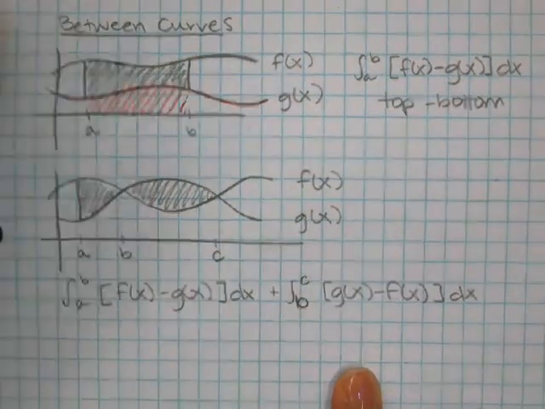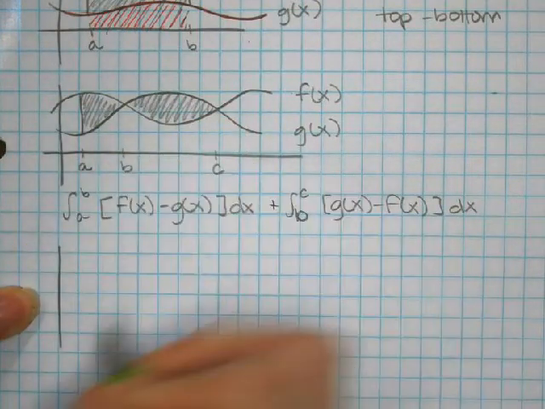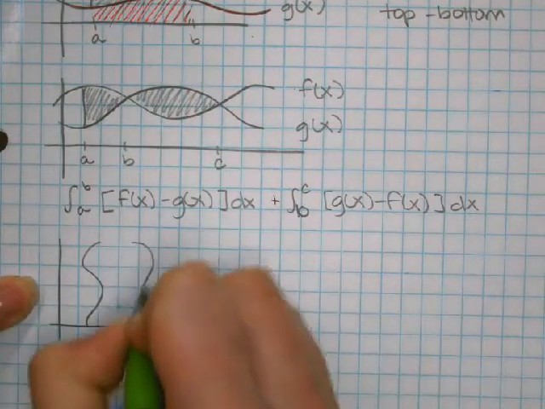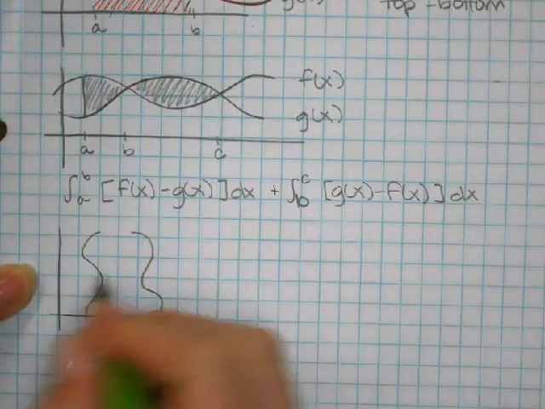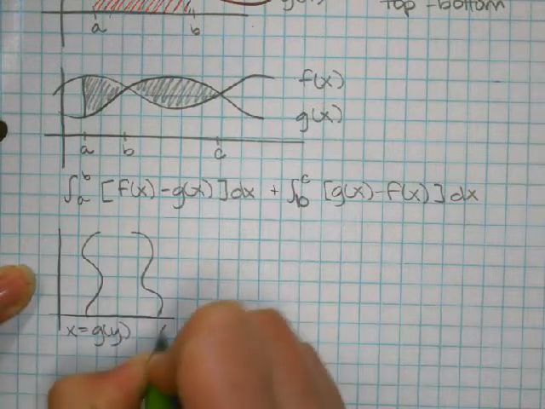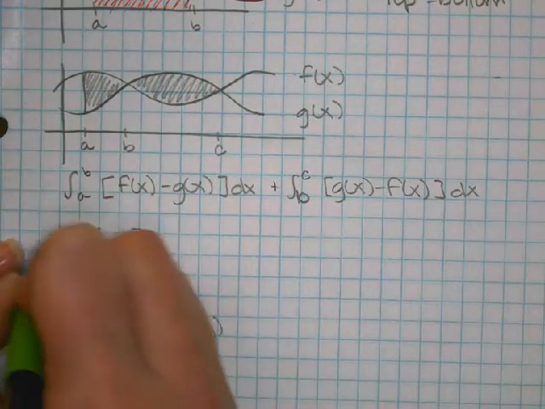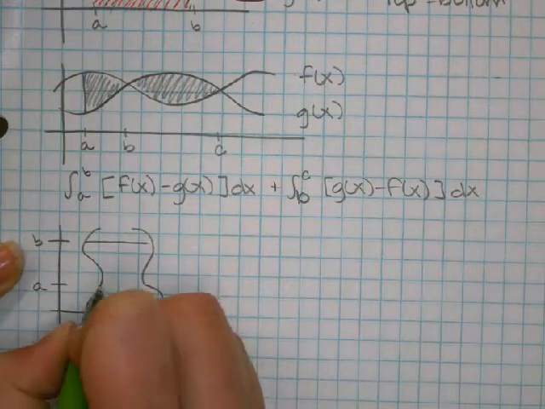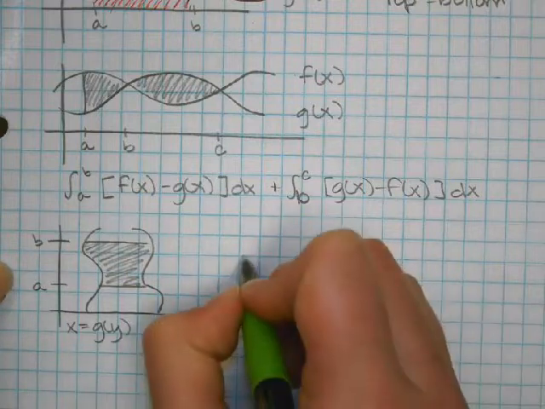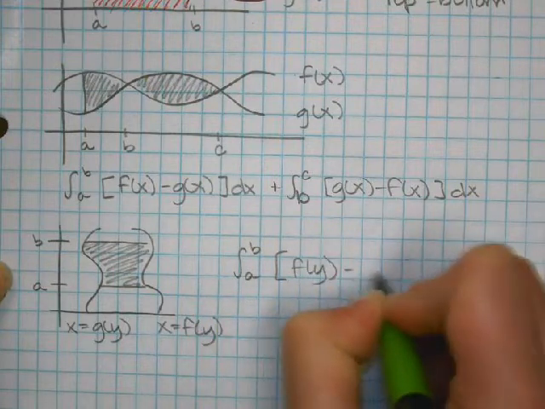All right, we can also talk about the area between two curves that are not functions. So we can have curves that work vertically instead of horizontally, which I'm sure is going to weird you out. It weirds me out as well. So this one would be like x equals g of y, x equals f of y. And then here we could say our interval from A to B. And there's our area between the curves right there. And so here we would say the integral from A to B of f of y minus g of y.